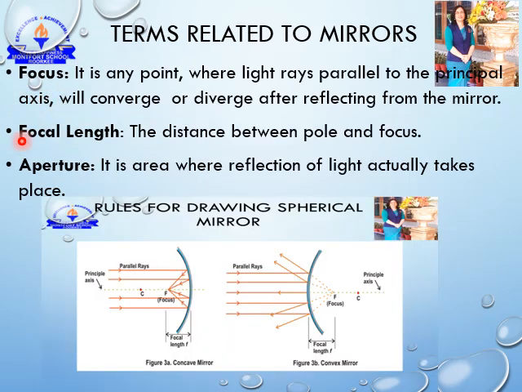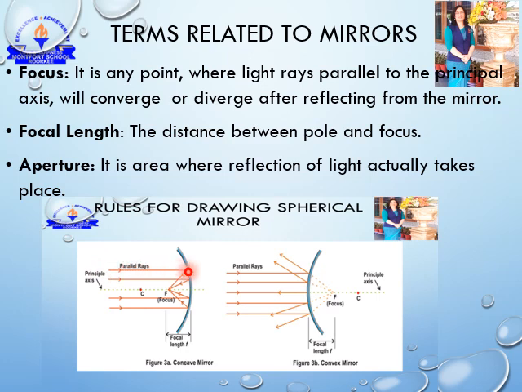Now to understand focus and focal length, we have to draw the diagram first. Let us start with the concave mirror diagram, then we'll move to the convex mirror diagram. Draw this concave mirror and mark pole, center of curvature and principal axis. So this is your principal axis, which passes through center of curvature and pole. Now we need to draw some lines parallel to the principal axis. Here is one of the lines parallel to the principal axis.